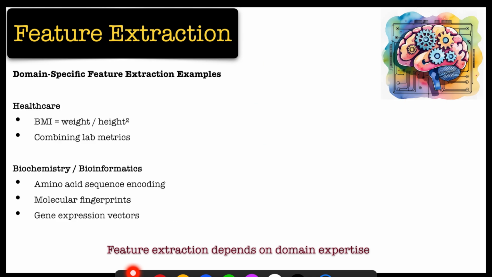Now, domain-specific feature extraction. Different domains will have different types of features. If someone is an expert in some domain, they will know how to extract those features. In healthcare, we can extract BMI from weight and height. We can try to combine the lab metrics to come up with much more meaningful features. In biochemistry or bioinformatics, we can try to do amino acid sequence encoding, molecular fingerprints, gene expression vectors. So these are some domain specific features we can extract.